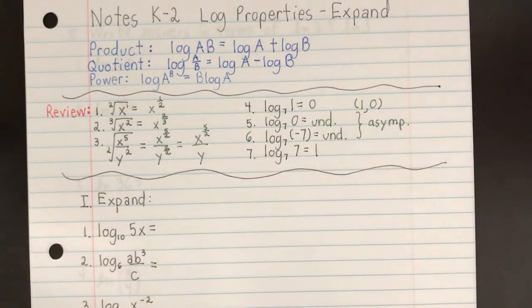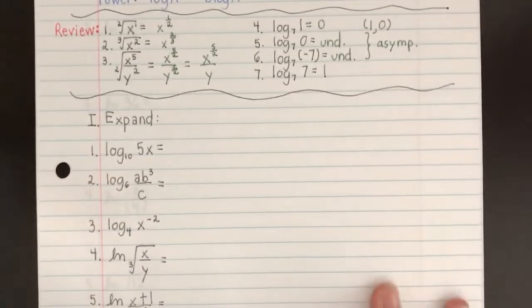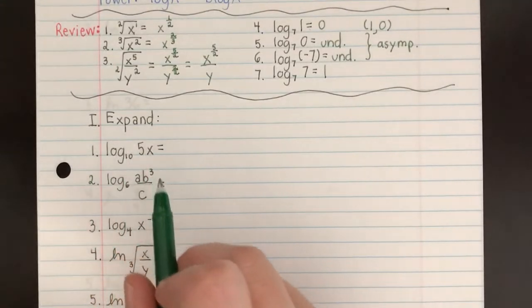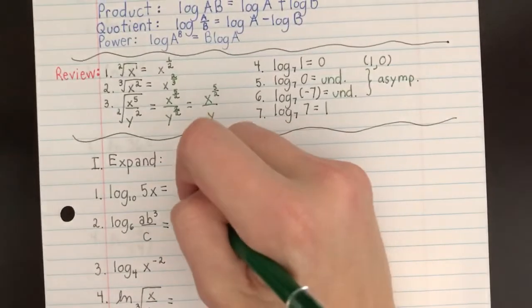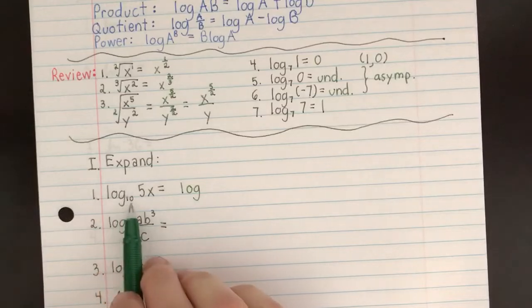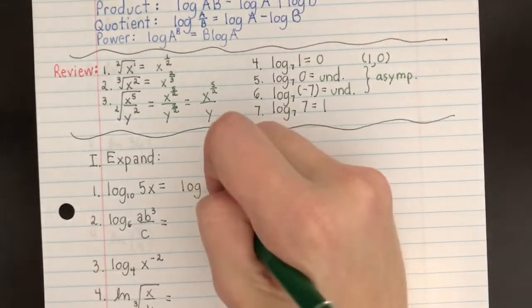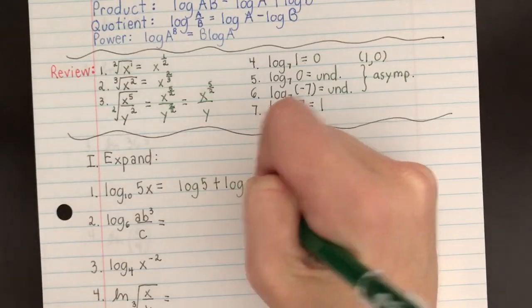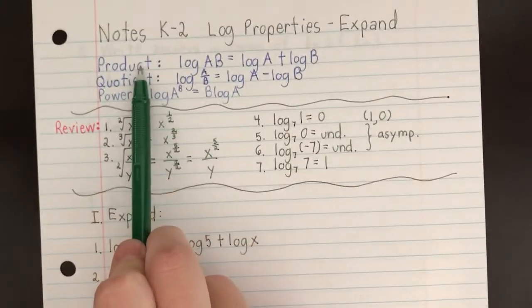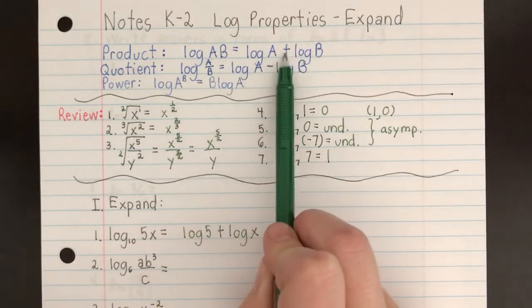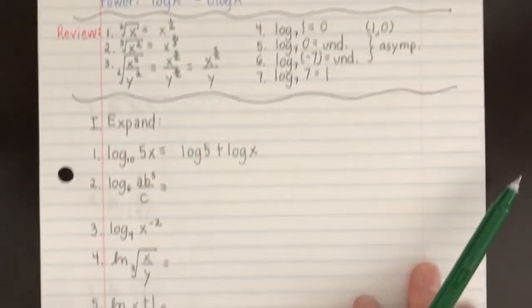All right, so now let's get to the expanding. If I ask you to expand log base 10 of 5x, you're going to rewrite using the same base. I'm just not going to write it because base 10 is implied even if you don't write it. So log of 5 plus log of x. That's using the product property. When you have two things being multiplied by each other, a variable and a number or two variables, you can split them up with the plus sign in between.